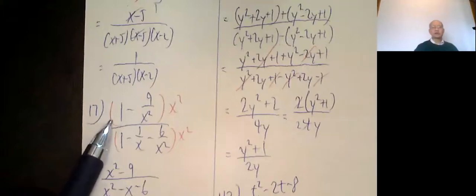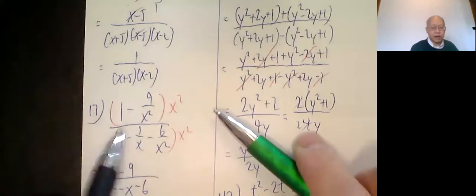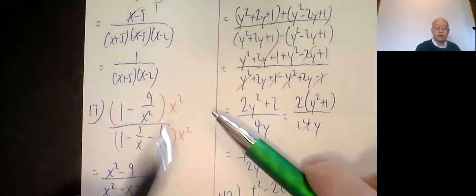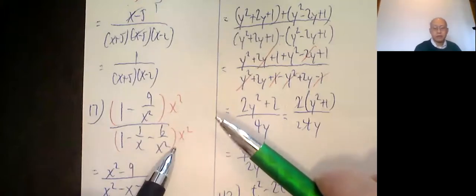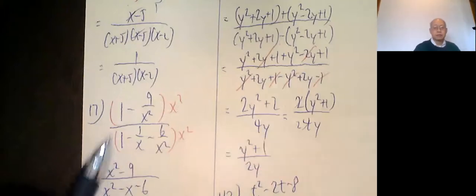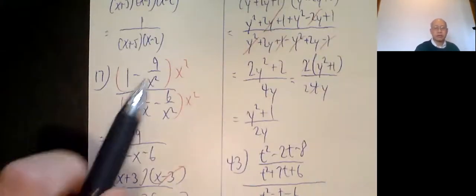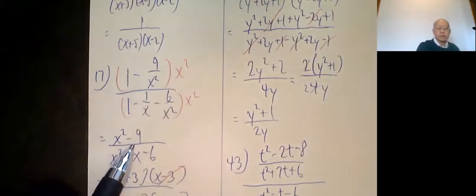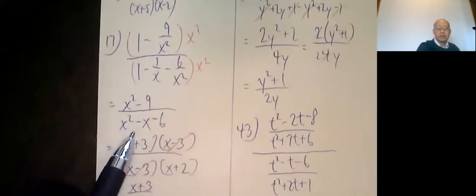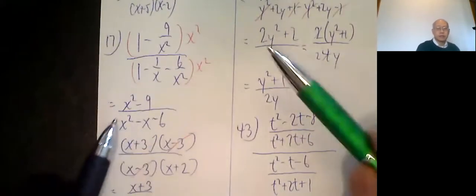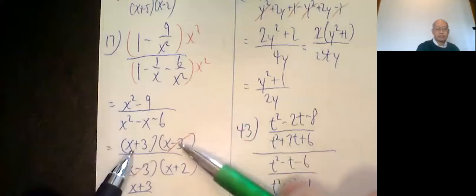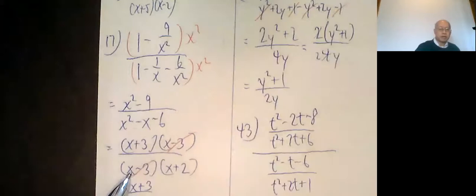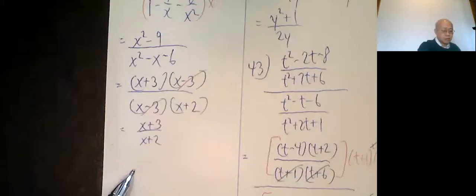Okay, 17, I mean, this looks so weird. Look at all the fractions inside fractions. So x squared, x, and x squared. Multiply top and bottom of the main fraction by x squared, and it works out perfectly, right? So 1 times x squared is x squared. This fraction times x squared, the x squared cancels out, so I have a minus 9. And then this one gives me x squared minus x minus 6. All right, so now I factor: x plus 3, x minus 3, x minus 3, x plus 2. x minus 3 cancels out. Final answer, x plus 3 over x plus 2.